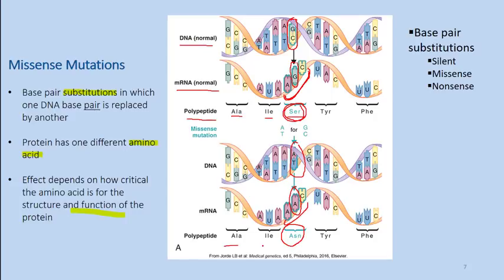So all the other amino acids have stayed the same because of that one base pair substitution. But because of that one change, that leads to a potentially different polypeptide, one that may not have the same function as it's supposed to have. And that's called a missense mutation. And so the effect then will be dependent on how critical that particular amino acid is for the function of that polypeptide or that protein.